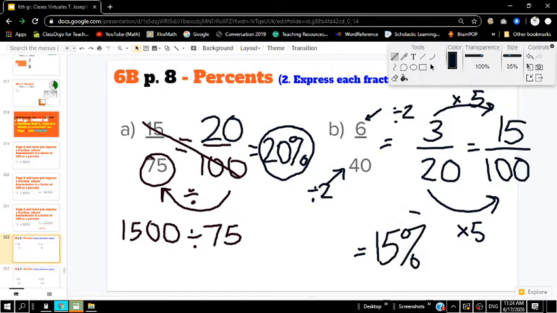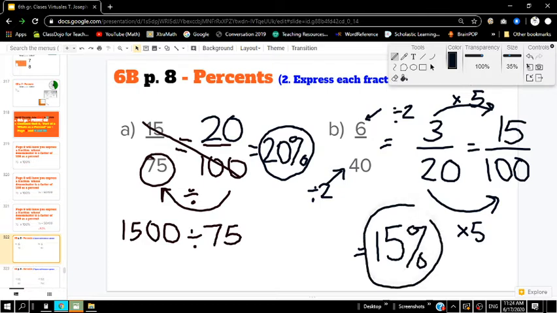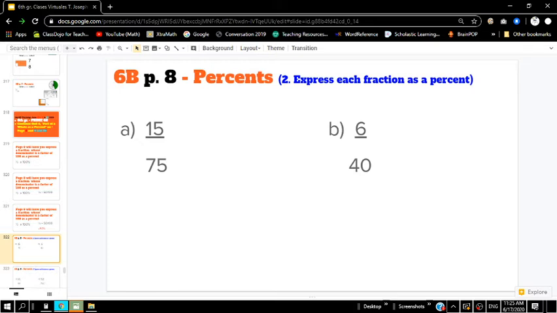You'll notice that I did each of these problems in two separate ways. The first one, I was able to cross multiply and then divide to find my answer. And the second one, I just equated it to what the fraction would have been over 100. So these are two different methods. You can either do method A, if you prefer, or method B. It's up to you. So we're going to erase everything on the screen and do the next problem.